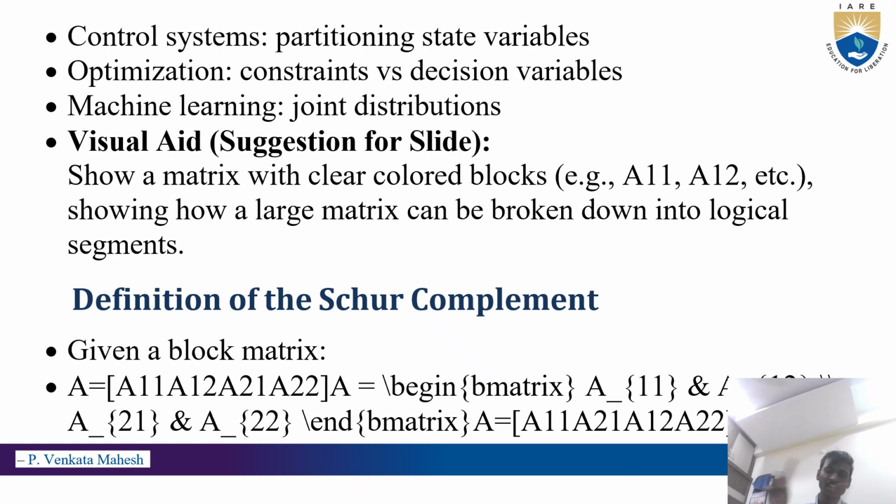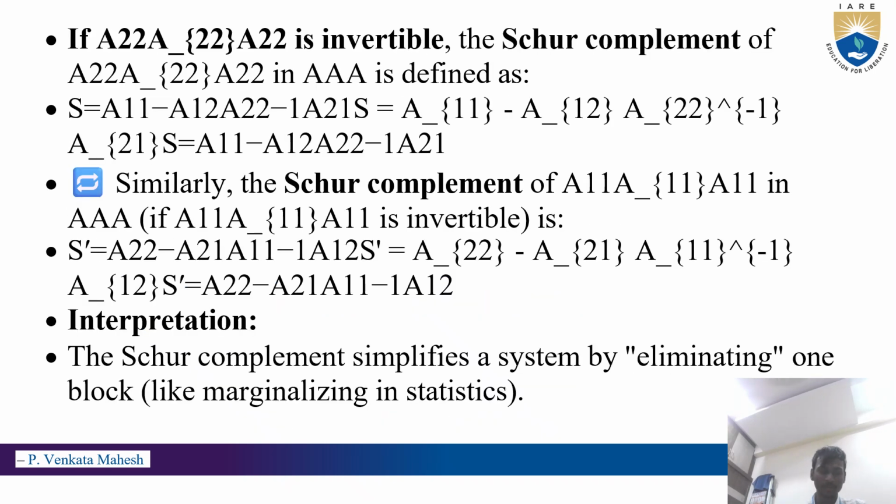Now let's define the Schur complement. Let's take a matrix with blocks A11, A12, A21, A22, with A22 invertible. The Schur complement of A22 in A is S equal to A11 minus A12 times A22 inverse times A21. Again, S is equal to A11 minus A12 A22 inverse A21. Similarly, if A11 is invertible, the Schur complement is A22 minus A21 A11 inverse A12. This is how we calculate the Schur complement if A11 is invertible.